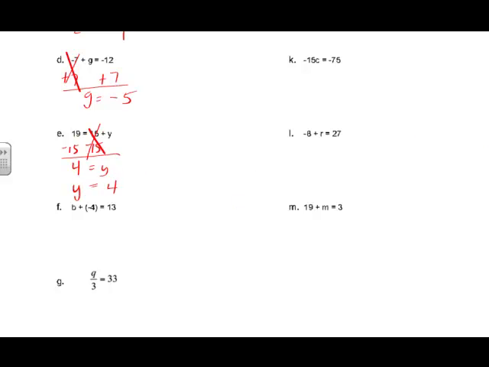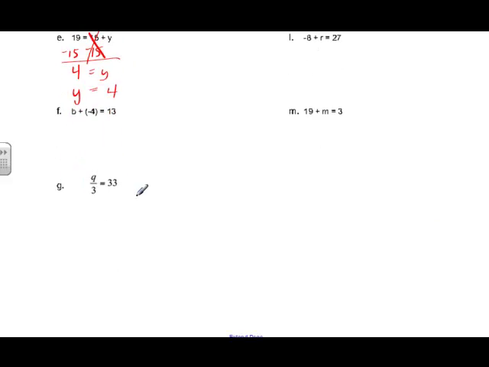Okay, F. I'll do this one. B plus negative 4 equals 13. I have to get rid of the negative 4, which makes it a positive 4. Negative 4, positive 4 cancel. B equals, easy one.